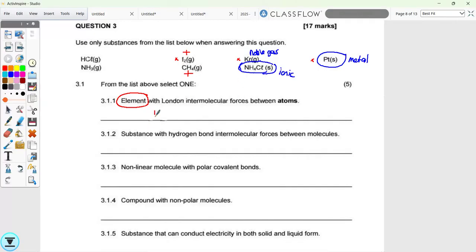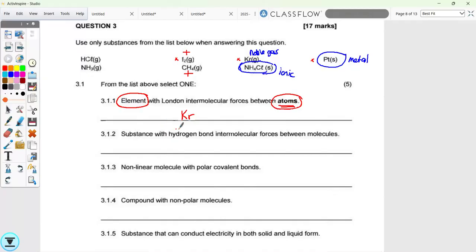So it could be iodine. But there's a word in bold for a reason. They say it could be iodine or it could be Kr. But because they say between its atoms, which one is eliminated? Iodine. So it must be Kr because it's between atoms. Can you see how carefully you must read in a chemistry exam? This is why I say English is very important for science. Is it only noble gases that have London forces between atoms? Yeah.